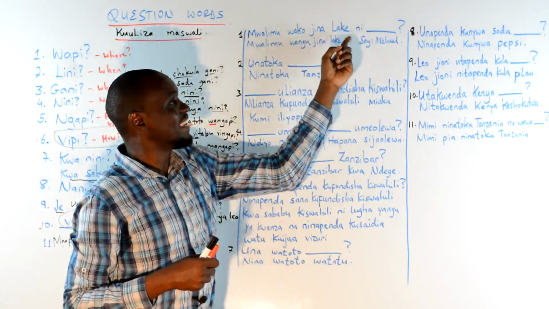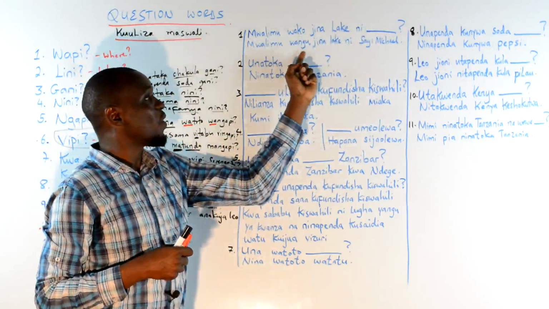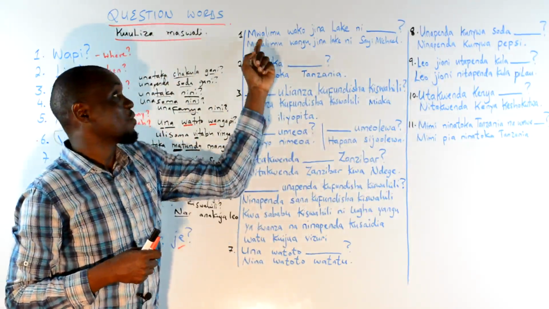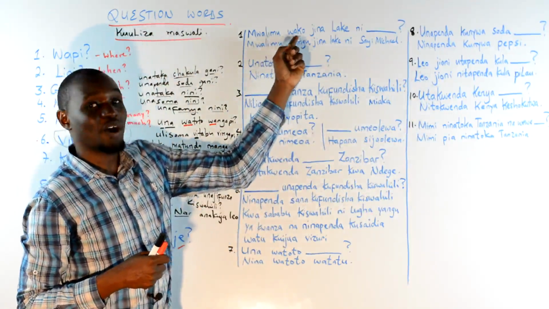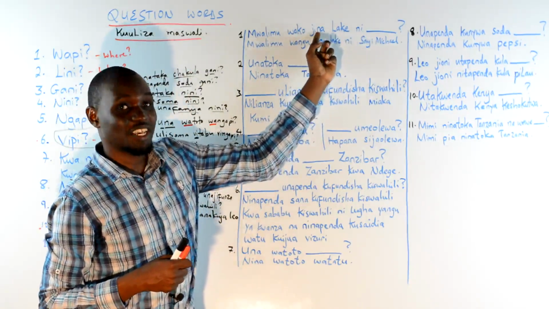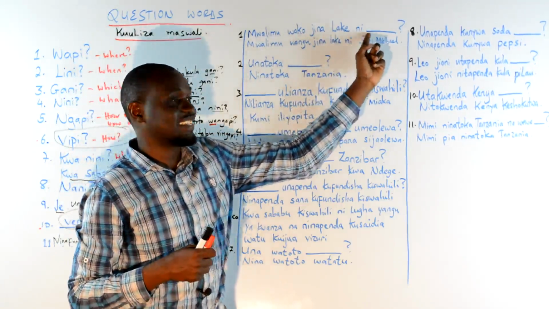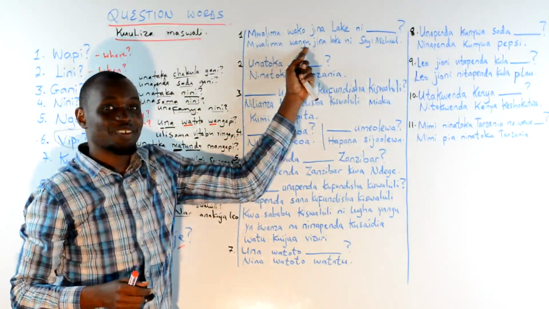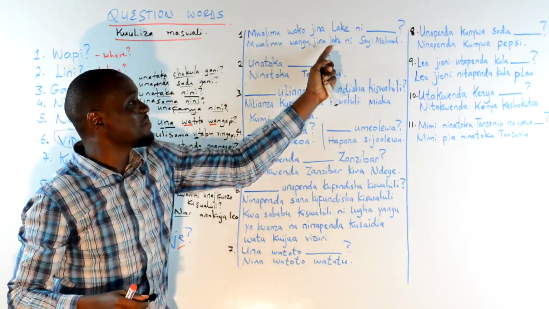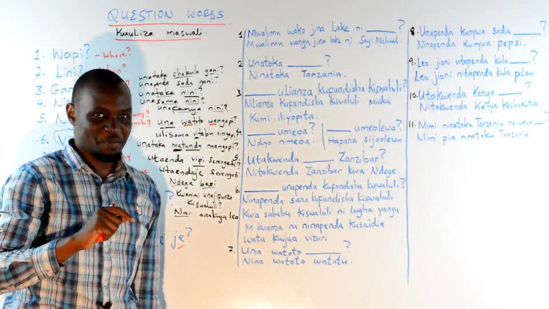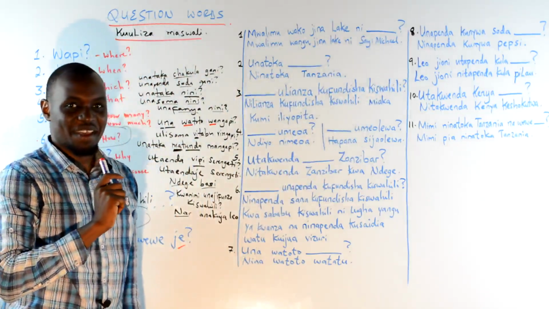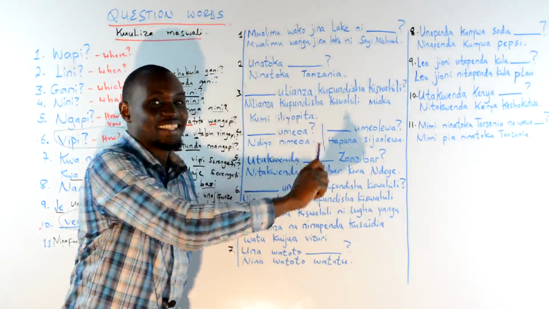Mwalimu wako jina lake ni dash dash dash dash. Mwalimu wangu jina lake ni Sai Michael. Did you understand that question? Mwalimu is the teacher. So mwalimu wako is your teacher. Jina lake ni, his name, jina is name. His name is dash dash dash. Mwalimu wangu, my teacher. Jina lake, his name is Sai Michael. So tell me, what is the question word we need to put there? My teacher's name is Sai Michael.